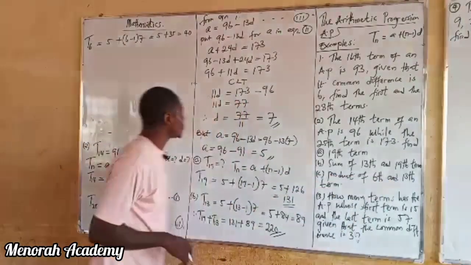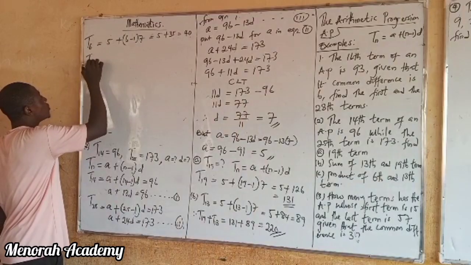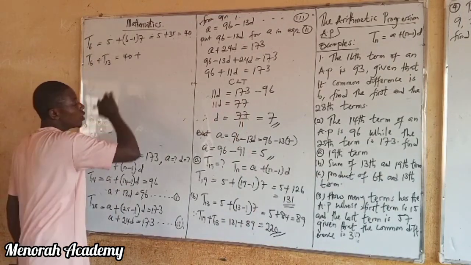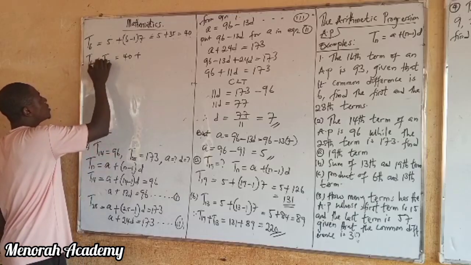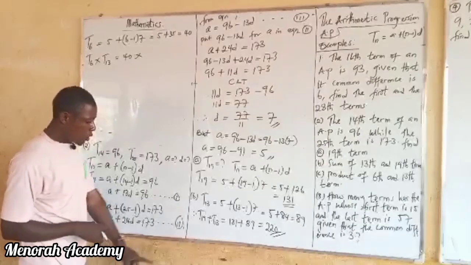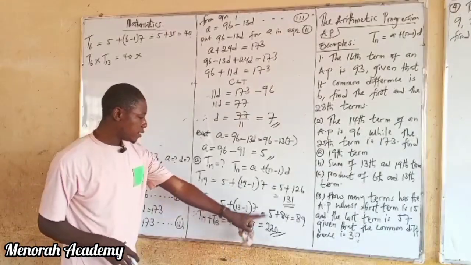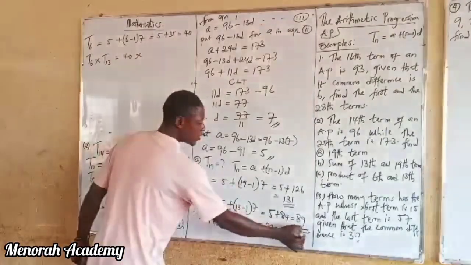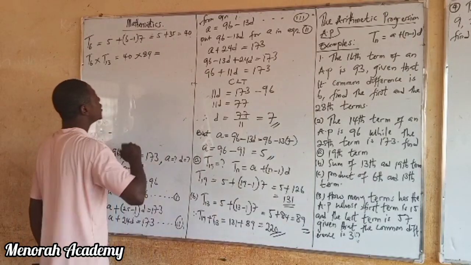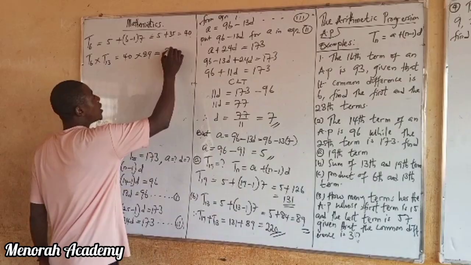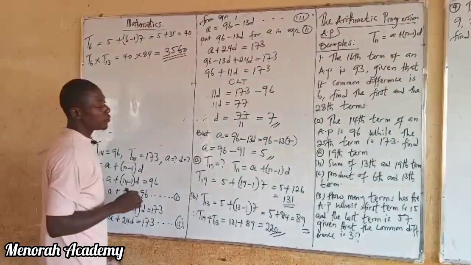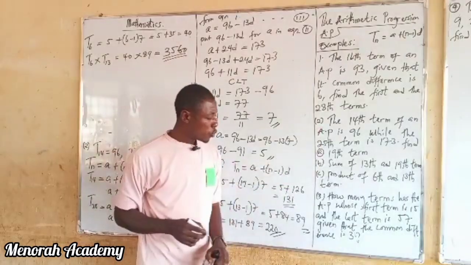Remember, we have found our t of 13 before. So therefore, t of 6 times t of 13 will be equal to 40 times, since they say product, so this is times. T of 13 is found to be 89. So 40 times 89 is 3,560. So that settles the number 2 question.